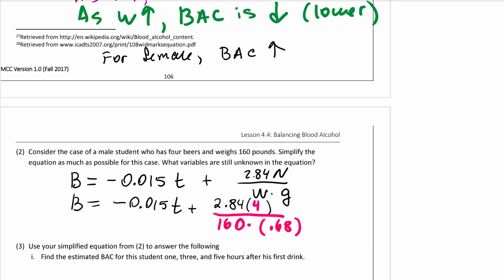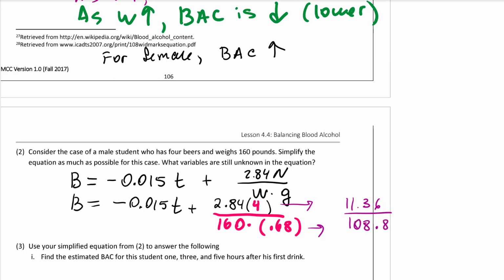All right, so to simplify, we just do as many operations as possible. So you see that fraction? We're going to multiply the numerator, multiply the denominator, and simplify it. I'm using my calculator. 2.84 times 4 gives me 11.36. 160 multiplied by 0.68 gives me 108.8.